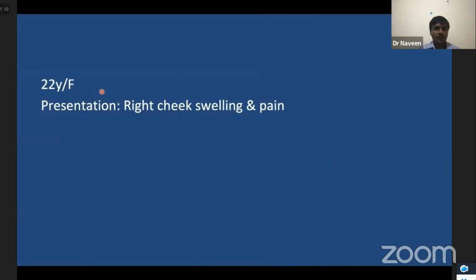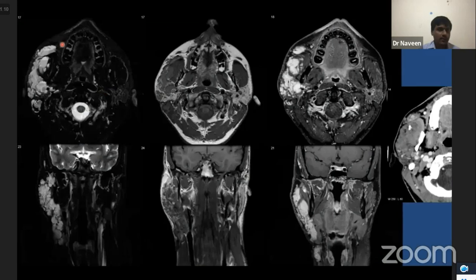A 22-year-old female presenting with right-sided swelling. What we can see is a multi-compartmental lesion involving the parotid space, the masticator space within the muscles, as well as the subcutaneous plane. There are multiple T2 hyperintense vascular spaces. We can also see fluid levels in these lesions. This is the post-contrast study, which shows pooling of contrast within these venous spaces, with intense enhancement. And on the CT, we can see phleboliths. This multi-compartmental lesion is a slow flow vascular malformation.